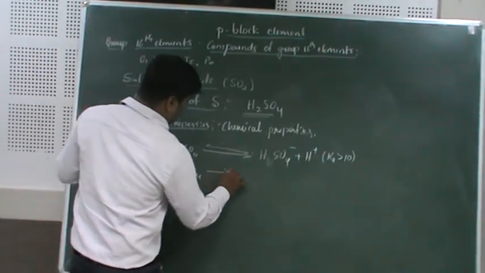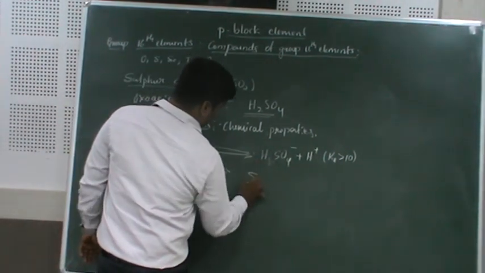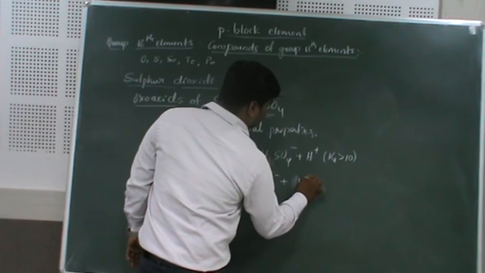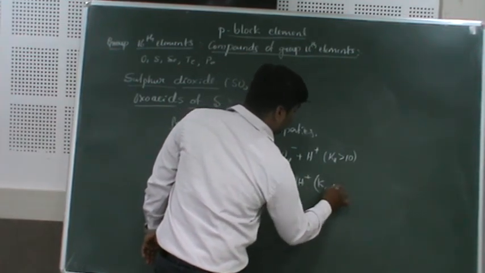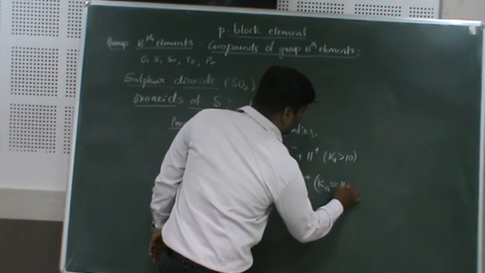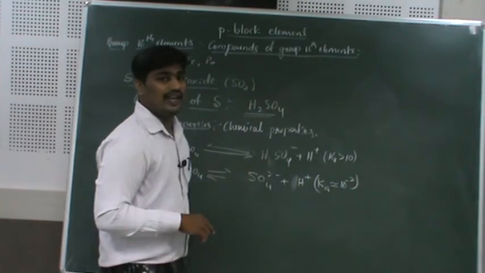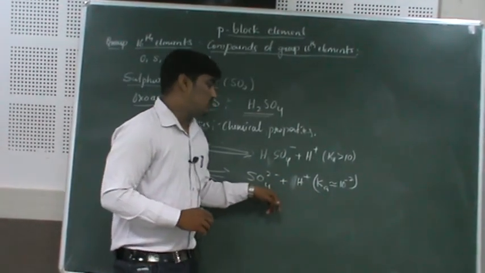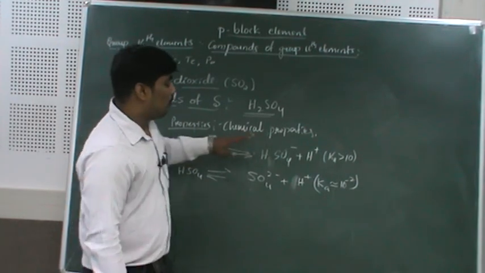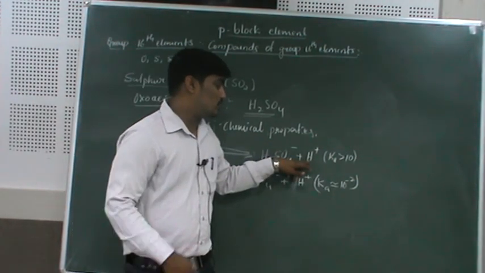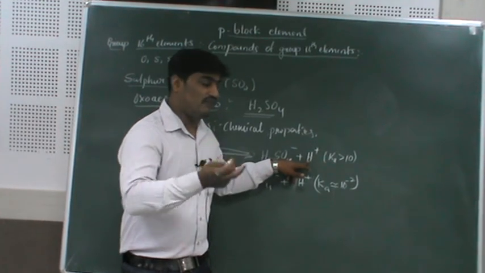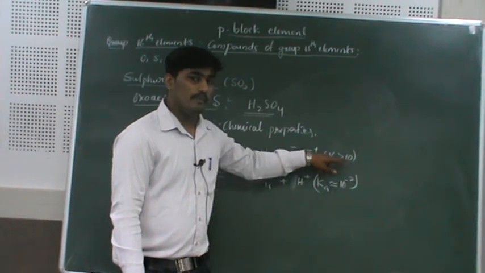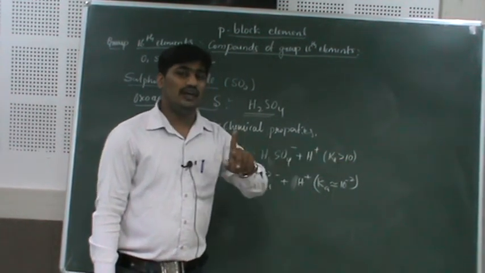HSO4 minus again dissociates, giving SO4 2 minus plus H plus again. This has a K value nearly equal to 10 raised to minus 2. The value of K is a little bit lower, so that indicates lower acidic strength. So what it indicates is that H2SO4 has a strong tendency of giving H plus, as seen from the Ka value, so that indicates strong acidic character.